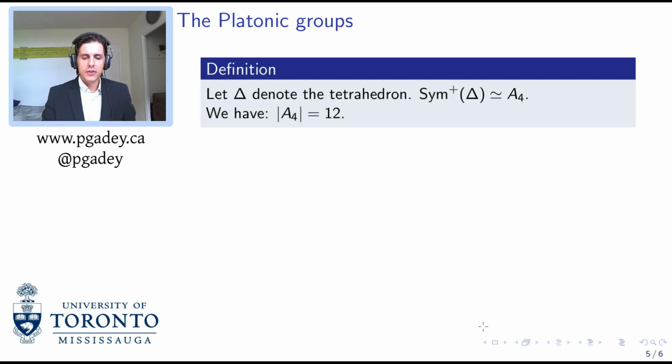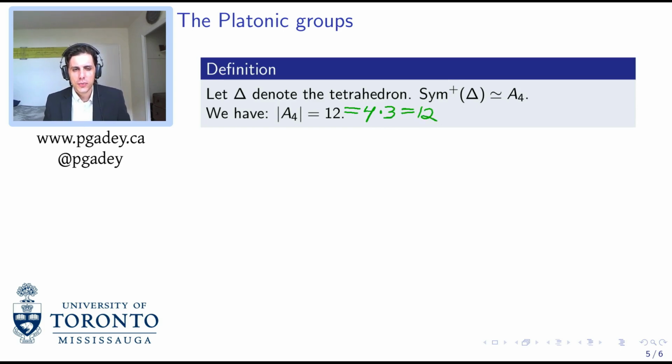And I just want to point out one way of thinking about those 12 elements. So the tetrahedron has 4 faces. And each of those 4 faces has an order 3 rotation associated with it. So that gives us 3 rotations per face, and we get a total of 12. Okay, so that's a heuristic on how to remember the size of this group.